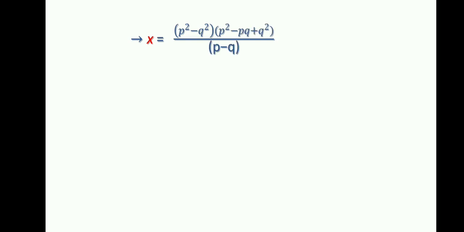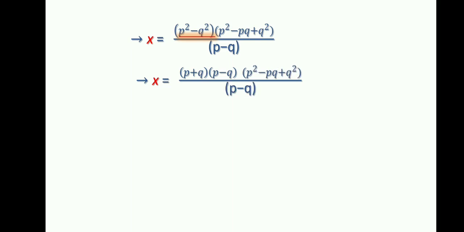Now if you observe this, that is p square minus q square, and that formula can be applied here. a square minus b square is always equal to a plus b into a minus b. So that is what we are applying, p plus q into p minus q. So you can see now p minus q and p minus q get cancelled. What is left is p plus q into p square minus pq plus q square.